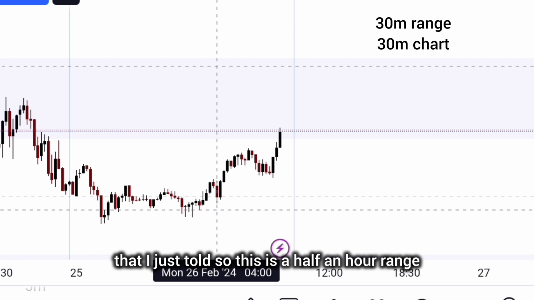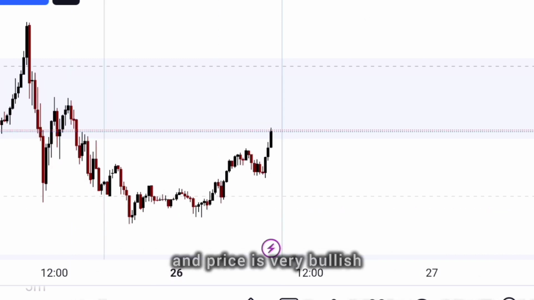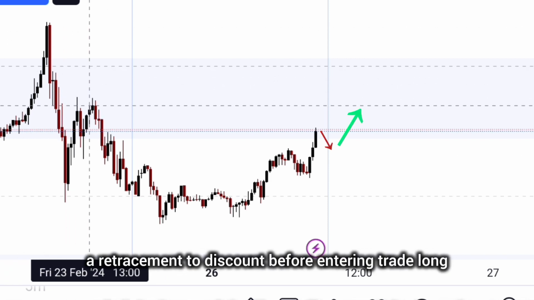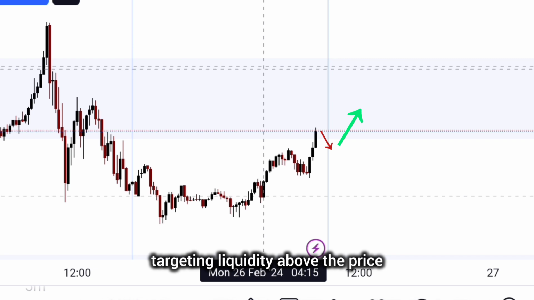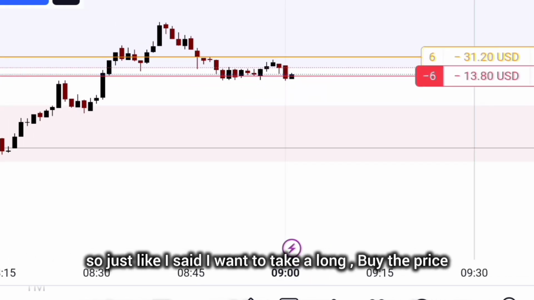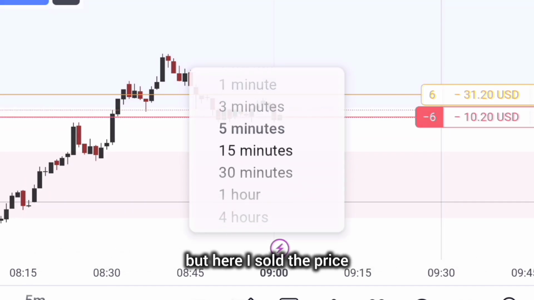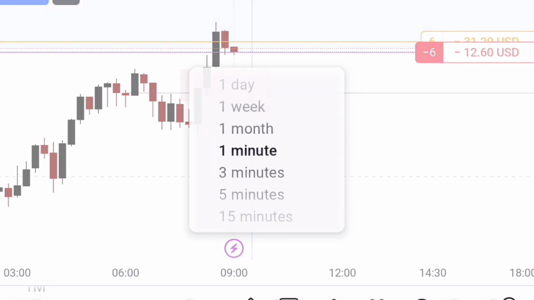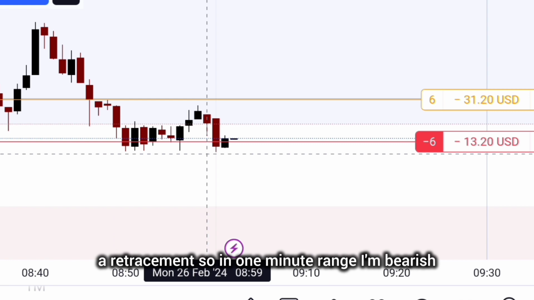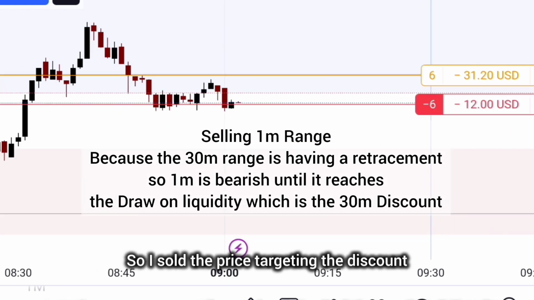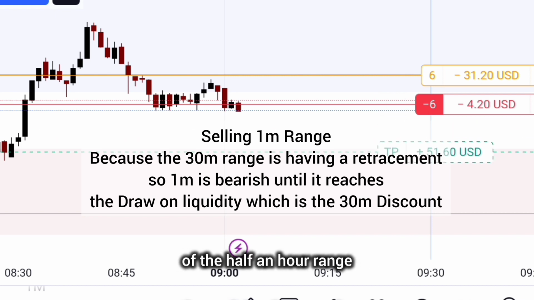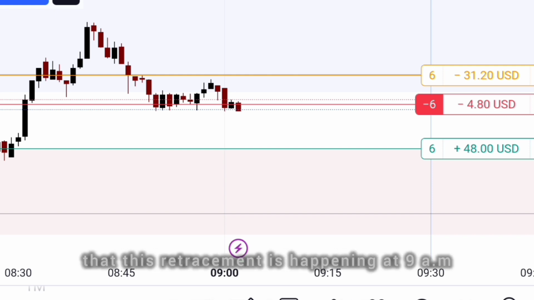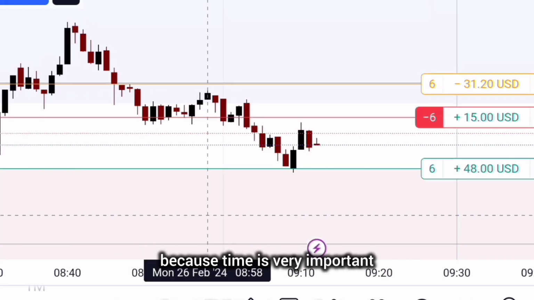So this is a half an hour range and price is very bullish, but it exceeded its range. So now I expect a retracement to discount before entering a long trade, targeting liquidity above the price. So just like I said, I want to take a long, buy the price. But here I sold the price because just like I said, I also expect the half an hour range to have a retracement. So in the 1 minute range, I'm bearish. So I sold the price, targeting the discount of the half an hour range. Also keep in mind that this retracement is happening at 9 a.m. New York session because time is very important.